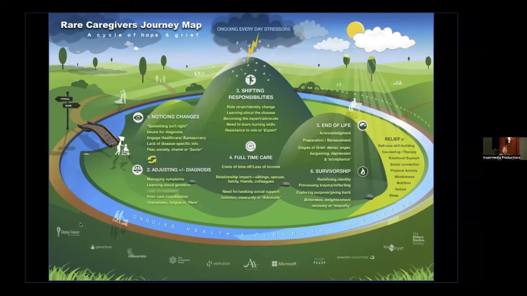So noticing changes, something's not right, looking for a diagnosis, seeking out support, adjusting to a diagnosis, learning about genetics, processing new information, dealing with overwhelm, dealing with fatigue, shifting responsibilities. So real strain around identity change and what does this mean? Learning about the disease, becoming an expert. Many of you on this Zoom were saying that you're the ones telling your doctors how to treat your family member. A need to learn nursing skills.